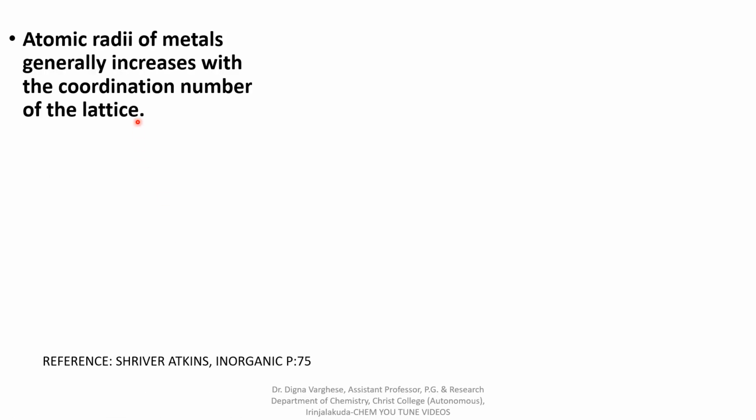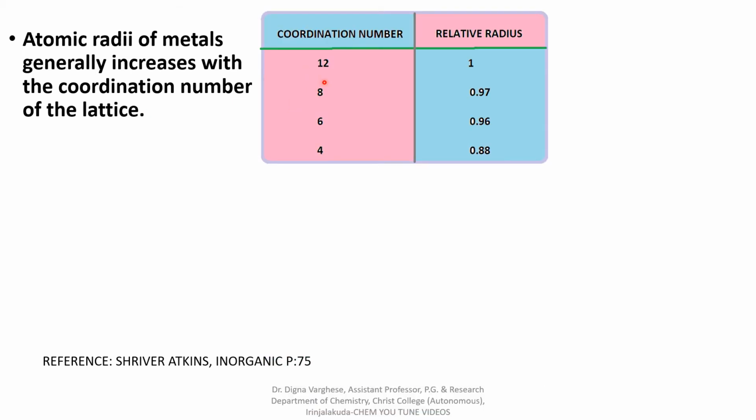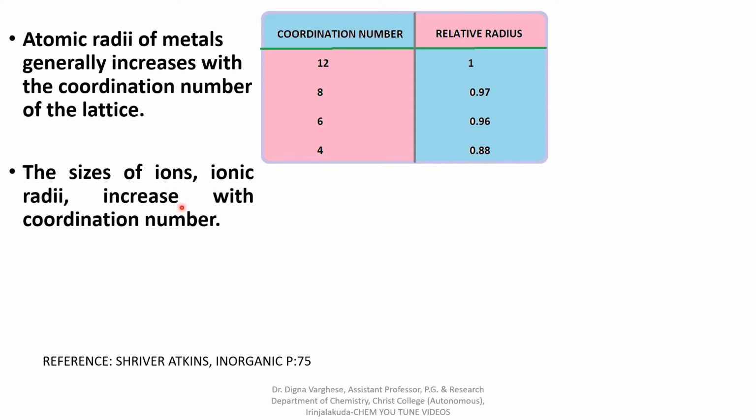Atomic radii of metals generally increase with the coordination number of the lattice. You can see the coordination number 12, the relative radius is 1, for 8, 0.97, 0.96, 0.88. Okay. The size of the ions, that is ionic radii, increases with coordination number.